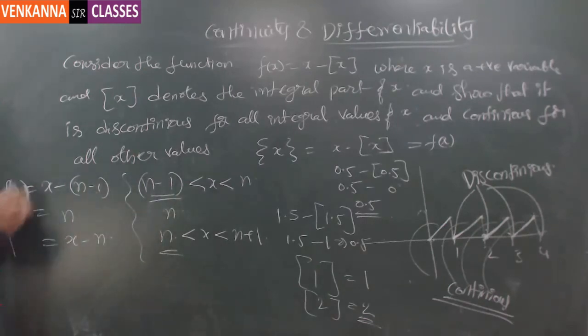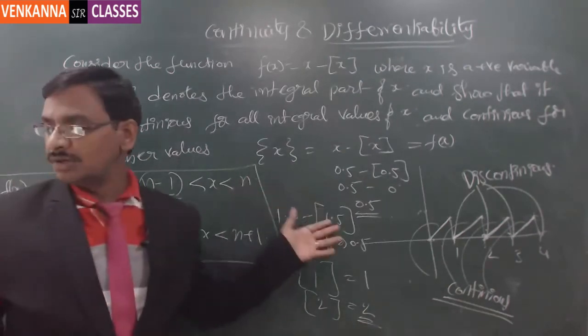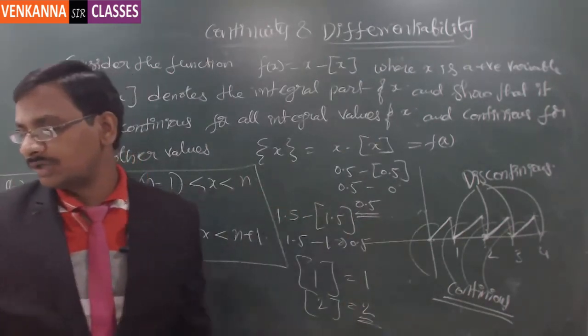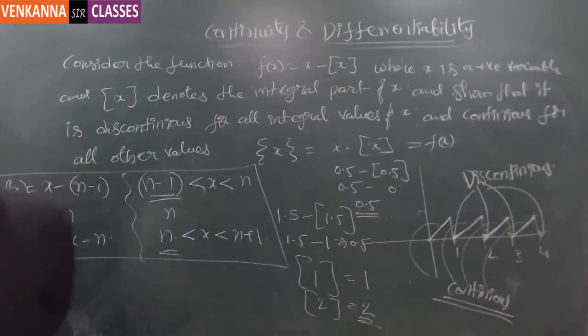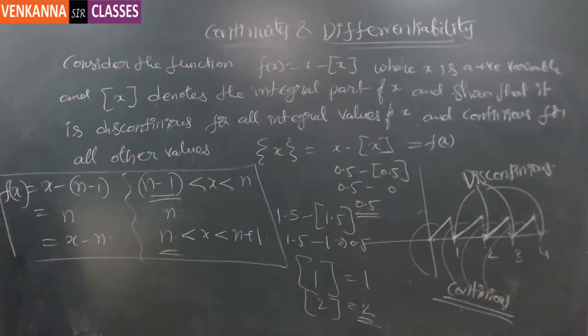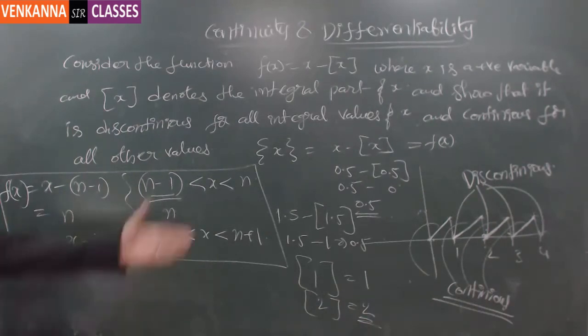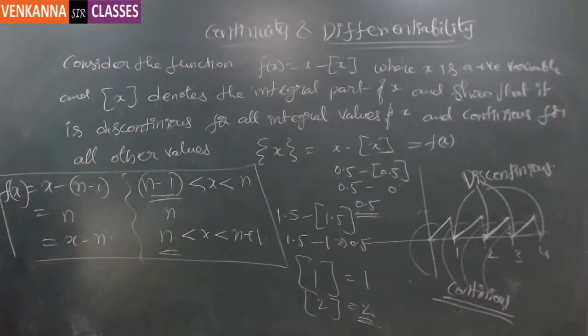If you are able to make out this particular function, you will be able to identify the continuity and discontinuity at every point. Got it? Understood? The tricky part is to identify this function, but graphically you can straight away say that the function is discontinuous at all the integer values. Clear? Any questions on this?